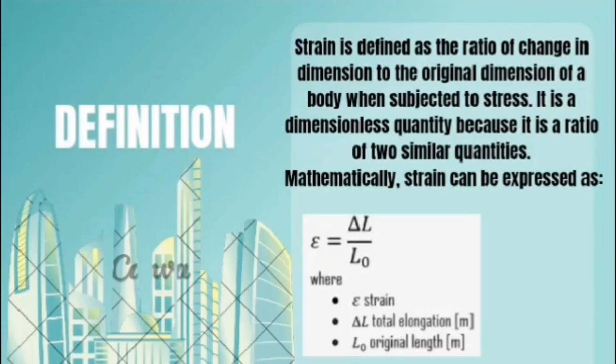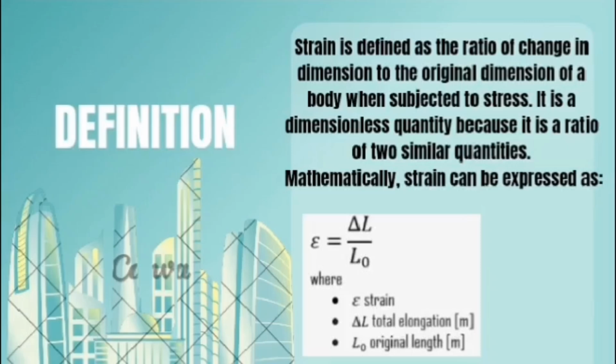Definition of strain. Strain is defined as the ratio of change in dimension to the original dimension of a body when subjected to stress. It is a dimensionless quantity because it is a ratio of two similar quantities. Strain is a way to measure how much an object deforms, like stretches, squishes, or twists, when a force is applied to it. Think of strain as a percentage of change. If you pull on a rubber band, it gets longer. Strain tells you how much longer it got compared to its original length.